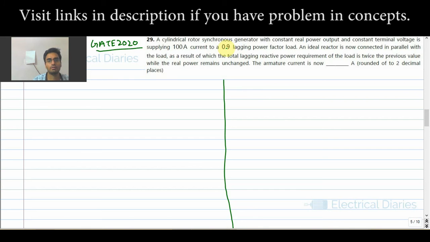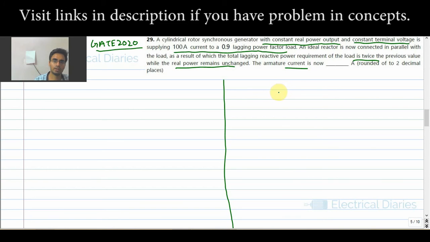GATE 2020. A cylindrical rotor synchronous generator with constant real power output and constant terminal voltage is supplying 100 ampere current to a 0.9 lagging power factor load. An ideal reactor is now connected in parallel to the load, as a result of which the total lagging reactive power is twice. So the reactive power requirement has become twice the previous value, and the real power remains unchanged. The armature current is now, what we have to find.